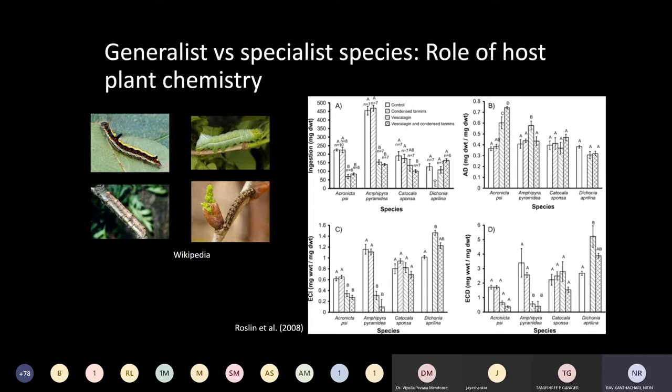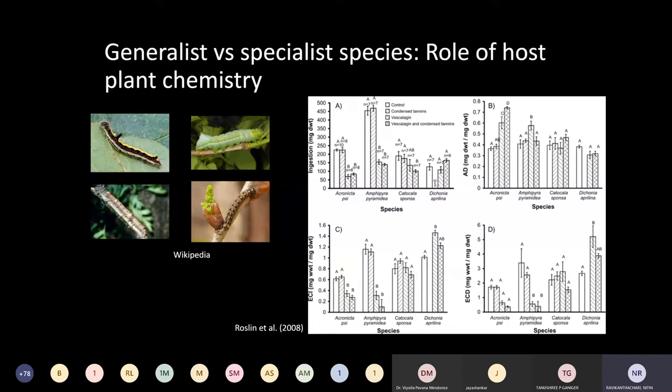Helicoverpa. And that is how these evolutionary dynamics play out, where you have specialist species which exploit plant resources very well, and generalist moth species which are able to exploit a lot more plants, but not as effectively. Both these strategies have pluses and minuses depending upon the context you're talking about.